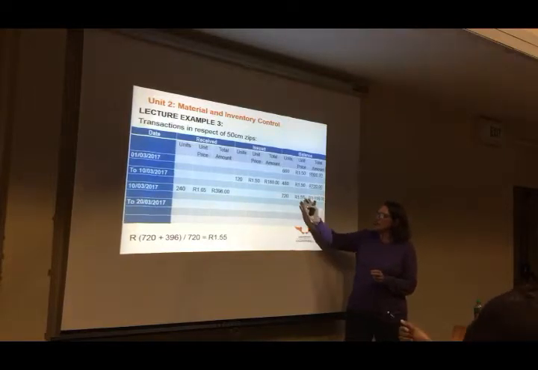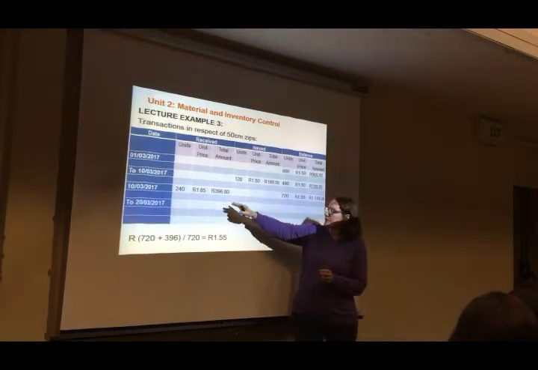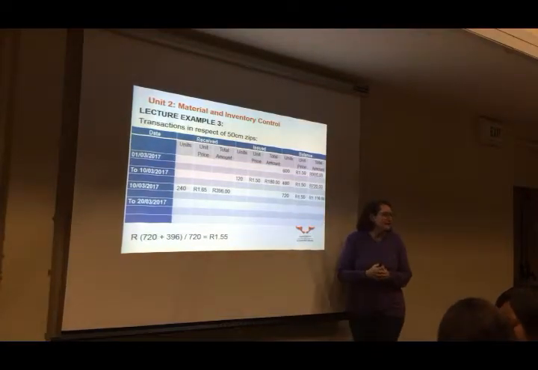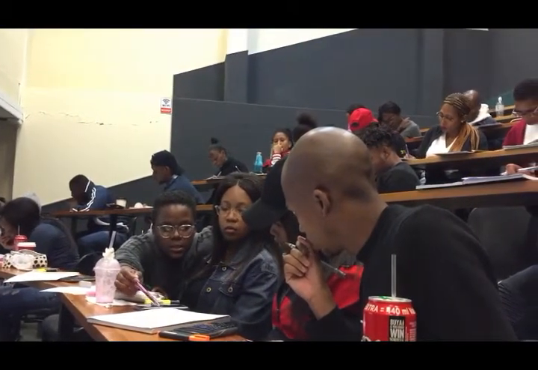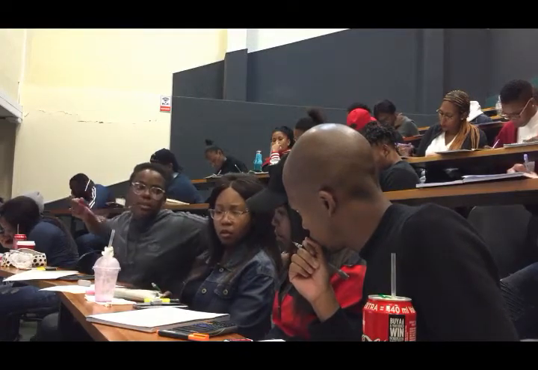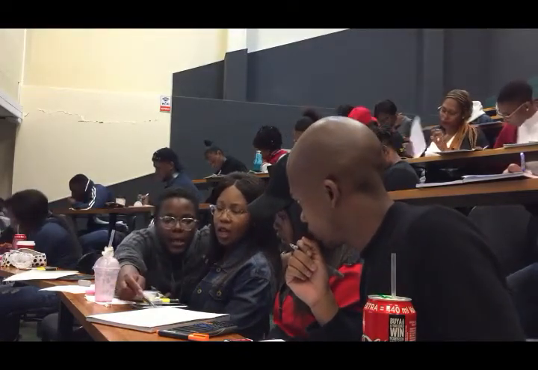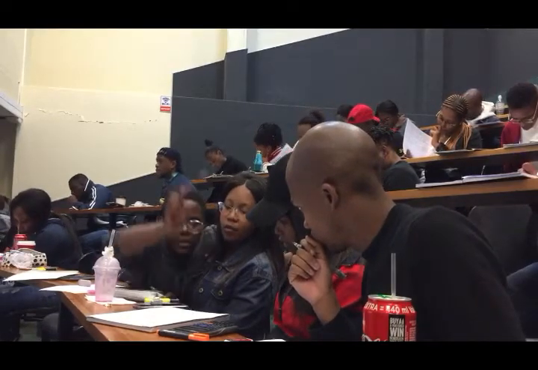And then you do your issue to production at 1 rand 55 and your return and calculate your closing balance. So this was before we returned the thing. So we're going to use this 600 and the 100. Basically we're going to add this and that, and then add that and then divide.